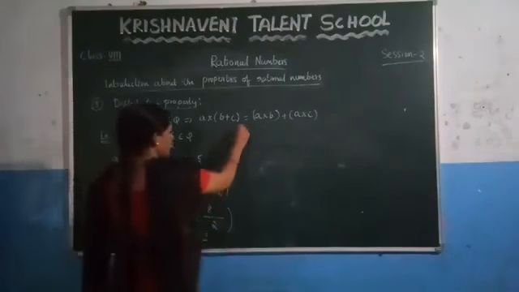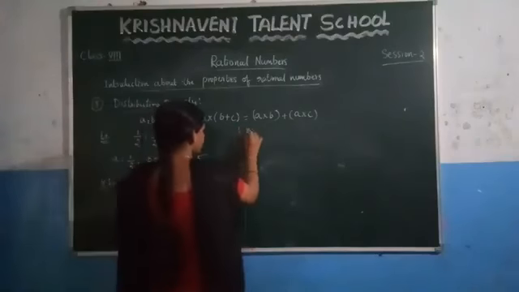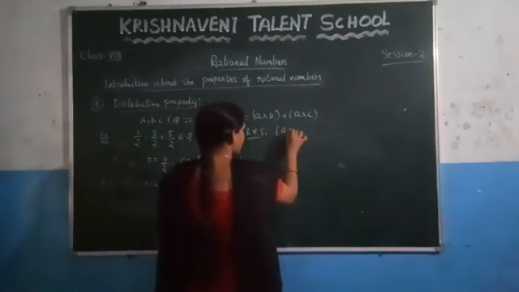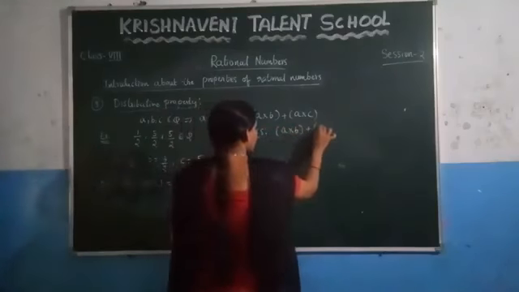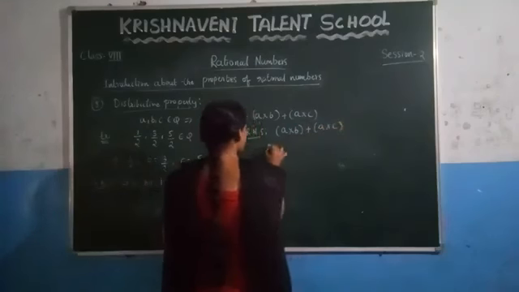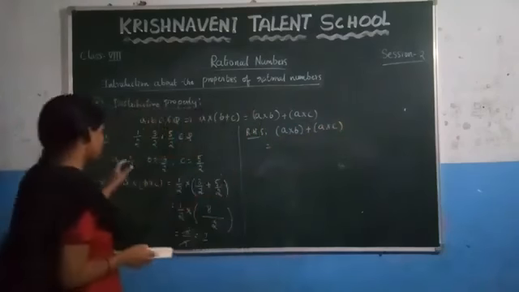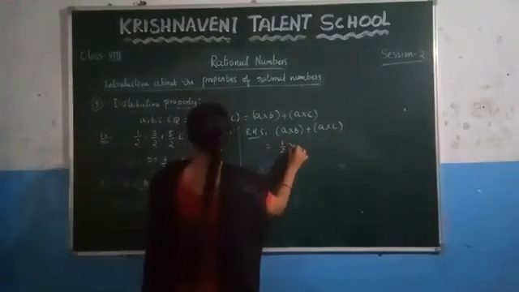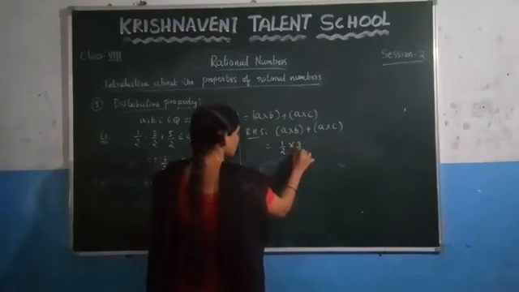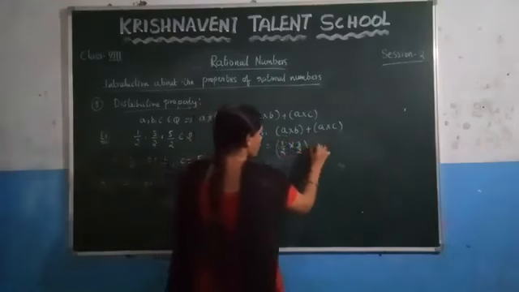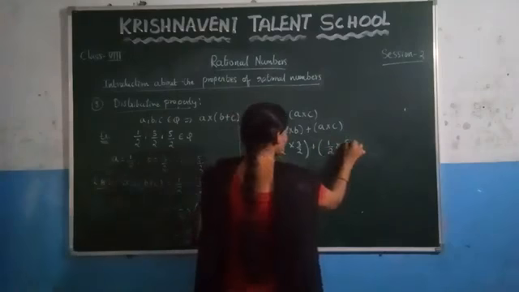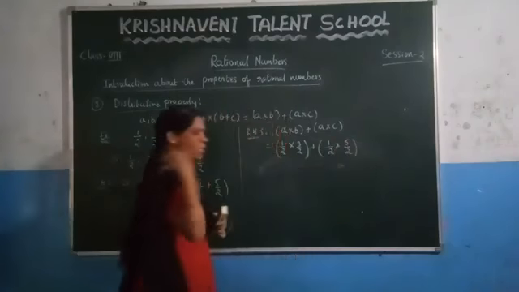Now solve for RHS. So RHS, which number you have to take here? A into B plus A into C. Just substitute the values of A, B, C here. What is the value of A here? 1 by 2. And what is the value of B here? 3 by 2. Here, what is the value of A? 1 by 2. And what is the value of C? 5 by 2. Now, solve these numbers.